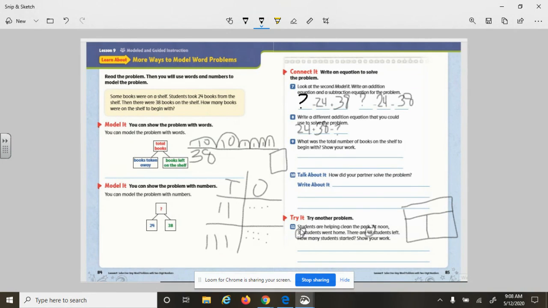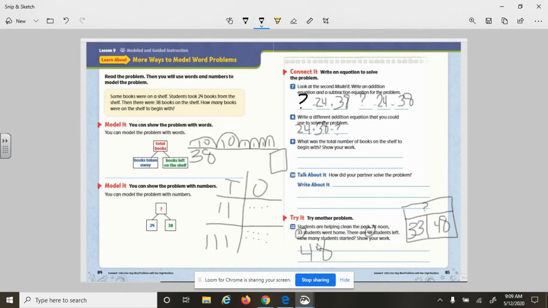Students are helping clean the park. At noon, 33 students went home. There are 48 students left. How many students started? Well, if I have the two parts, because this is the part that went home, and these are the parts that are left, I know I must be missing my whole number because the amount of students that started is going to be larger than the group that left and the group that are still there.